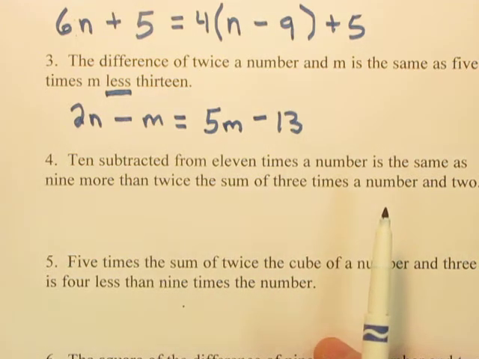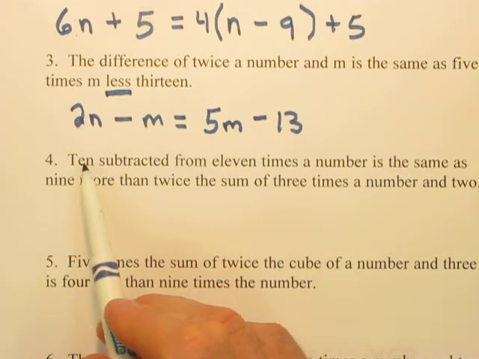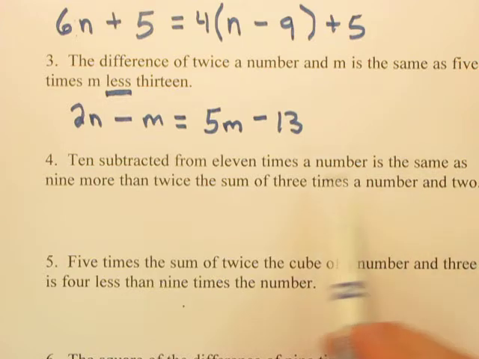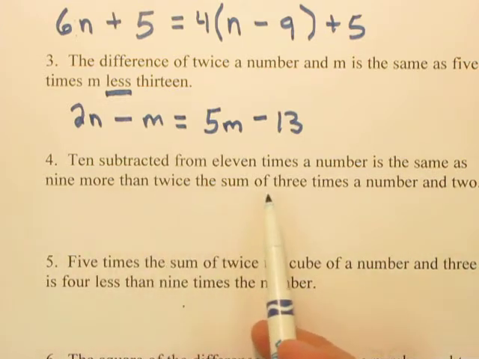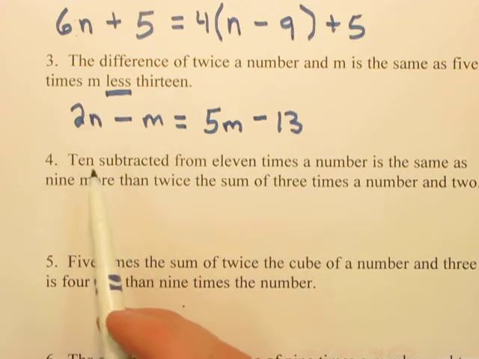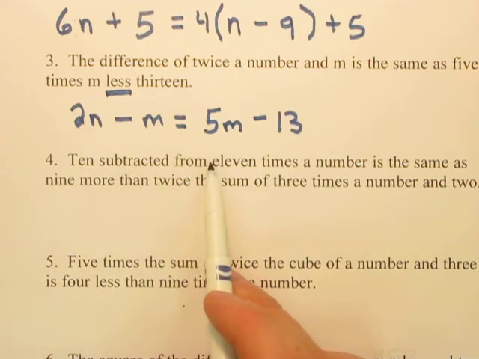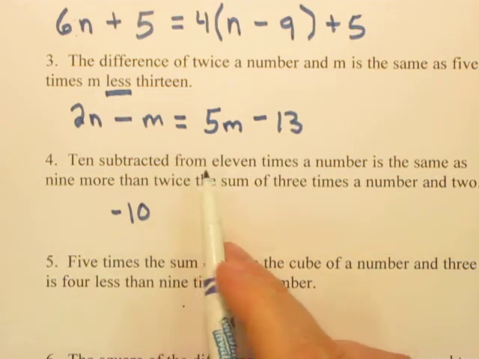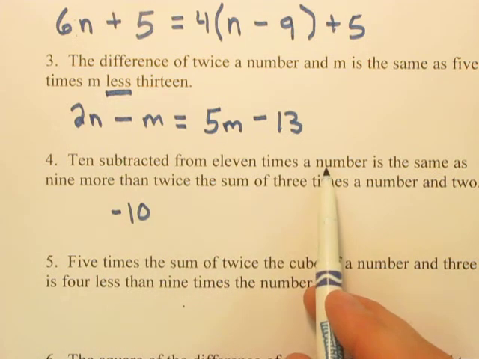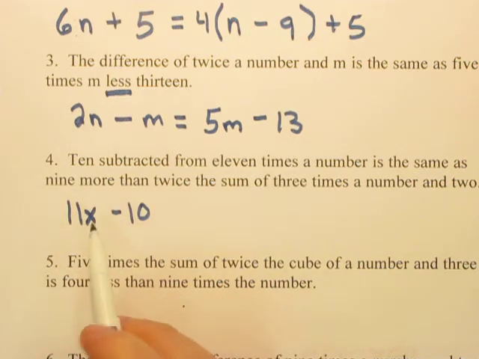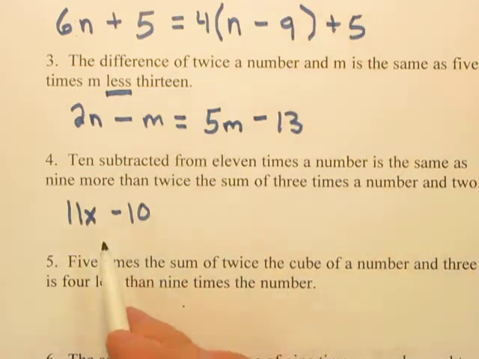Let's move to number 4. 10 subtracted from 11 times a number is the same as 9 more than twice the sum of 3 times a number and 2. So we break it up into the natural parts. 10 subtracted from. So it says you want to subtract 10. And the question is, from what? 11 times a number. I can represent that as 11x. The choice of the variable is arbitrary, meaning it's just whatever I want to use.